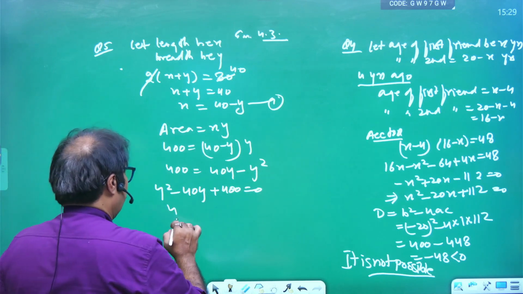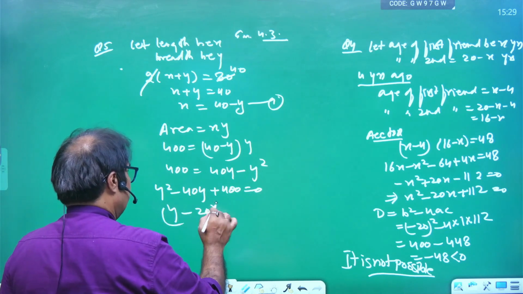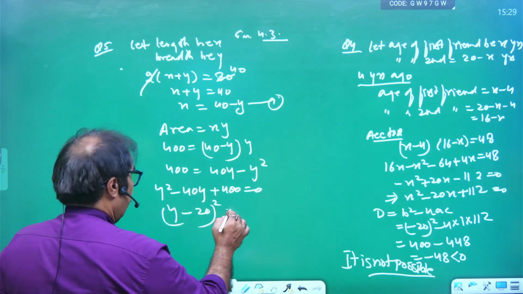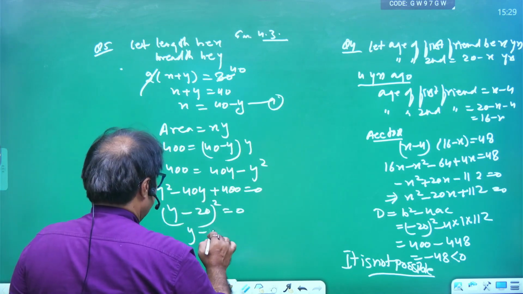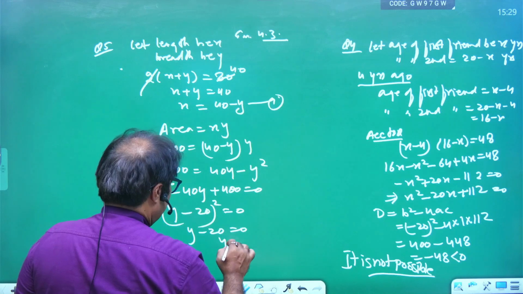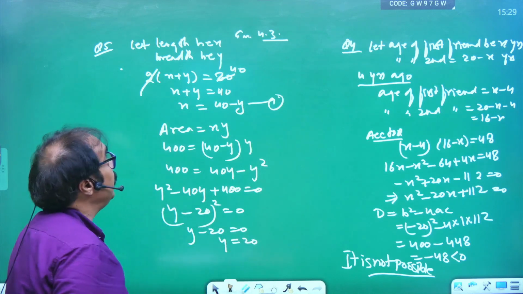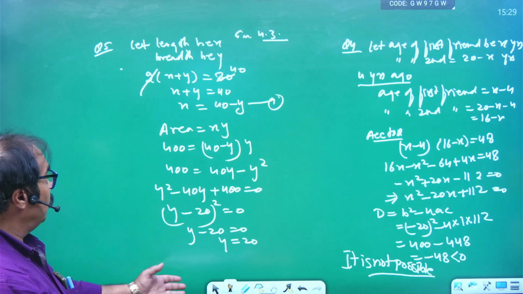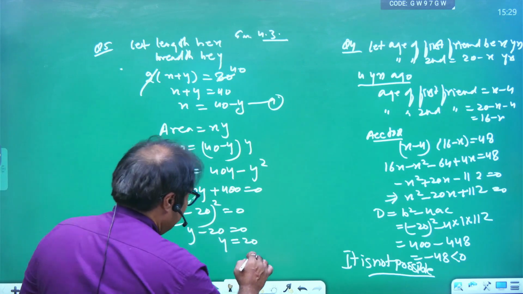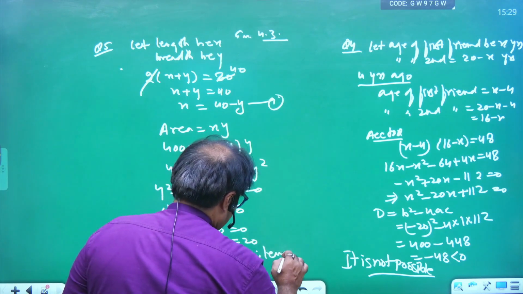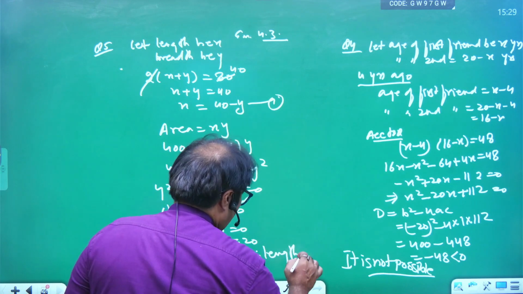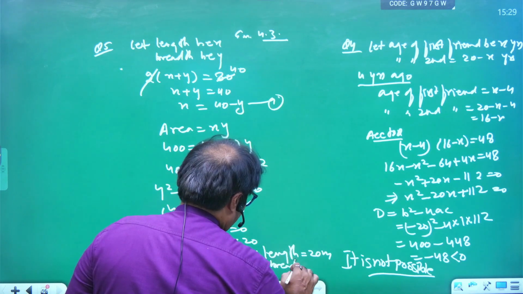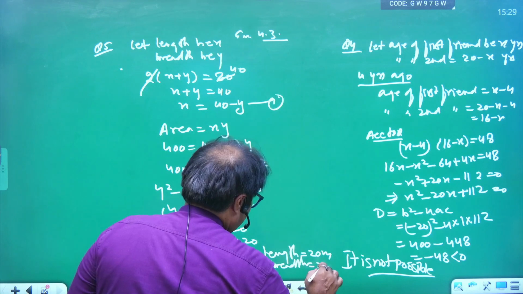So can we write (y minus 20) whole square? It is of the form a square plus b square minus 2ab. So it means y minus 20 is equal to 0, hence y is equal to 20. So it means breadth is 20, so length will also be 20. So therefore this is possible with this dimension. Length is 20 meter and the breadth is also 20 meter.